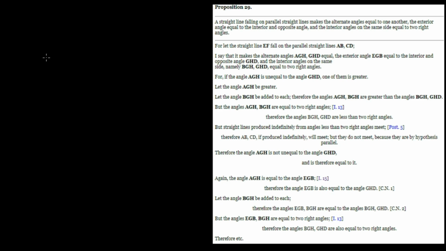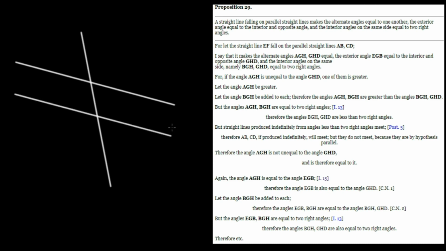So what we have is the straight line EF. That's going to fall on two parallel straight lines, AB and CD. Note that in this proposition, it's given that AB and CD are parallel. So that's why I say we're starting from that instead of concluding to that. And we've got those two being cut by EF. And similar to the previous diagram, this point right there is G, and this one is going to be H.